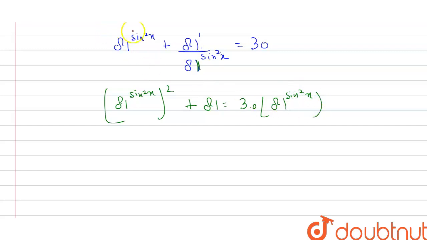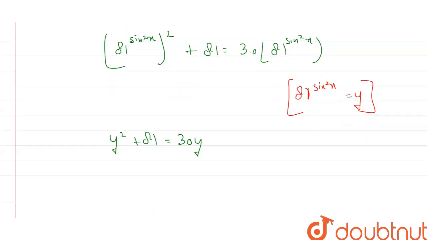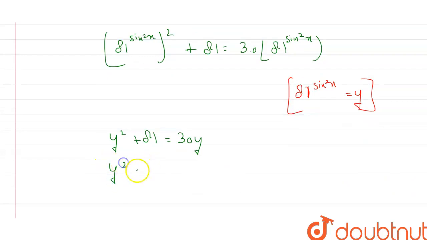Now we are going to take a little substitution here. I can write 81^(sin²x) as y. To simplify, this equation becomes y² plus 81 equals 30y. So now if I write this equation, y² minus 30y plus 81.